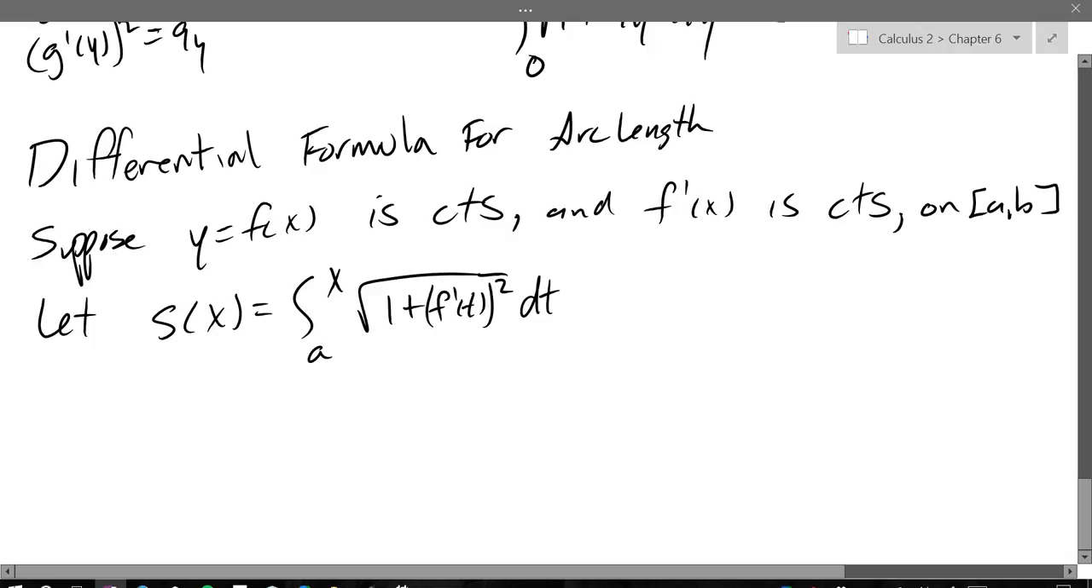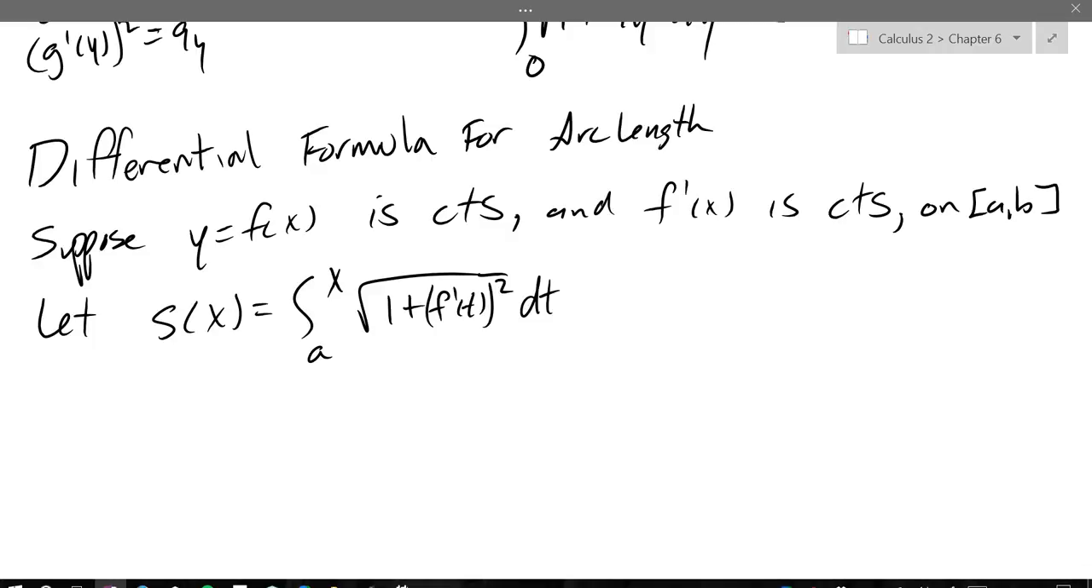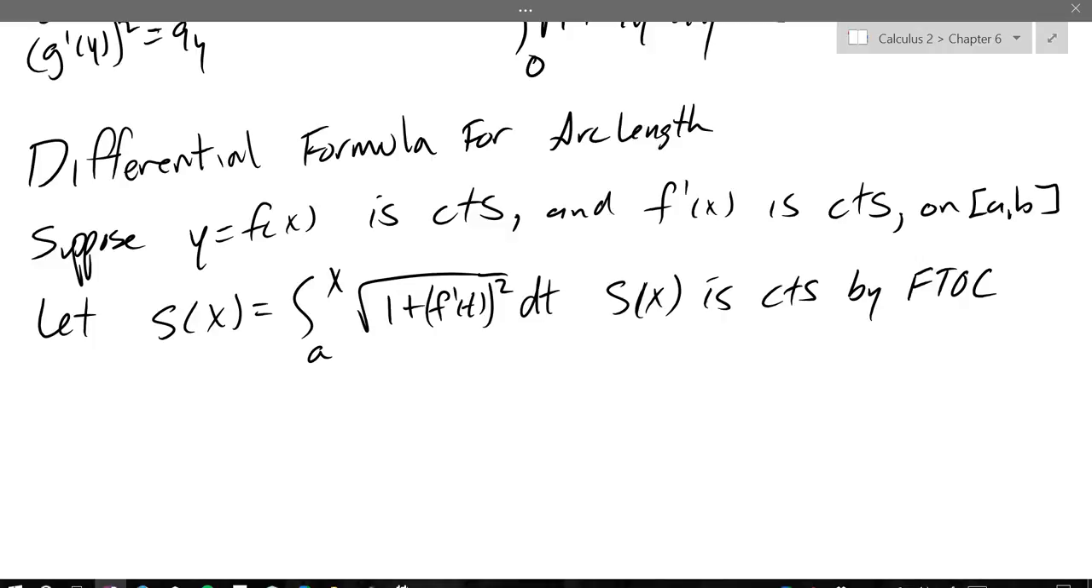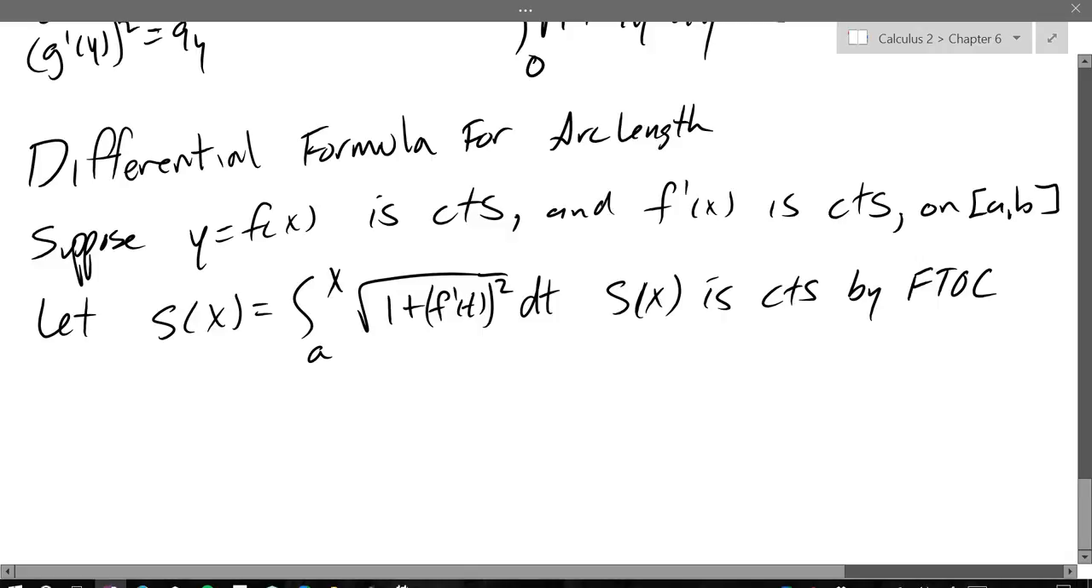This is going to be a continuous function by the fundamental theorem of calculus. So basically, if you've got a continuous function and you add up the area under the curve slowly, that area increases or decreases in a nice continuous way. That's the part of the fundamental theorem of calculus that we're using here to say this is continuous. So this measures the length across the curve, which we saw before.